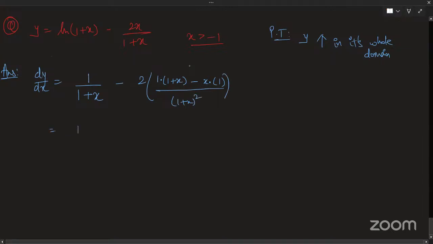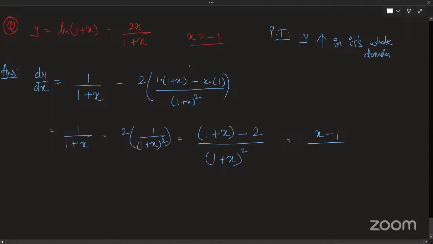Okay. So it turns out to be 1 by 1 plus x minus 2 into 1 plus x minus x. So it can just be like this, 1 plus x whole square. Okay. So can I do something about it? So obviously I can multiply it by 1 plus x. So it becomes 1 plus x minus 2 whole divided by 1 plus x whole square. Okay. So it becomes x minus 1 divided by x plus 1 whole square. Is this correct? Yes, sir. Okay. Just a minute.